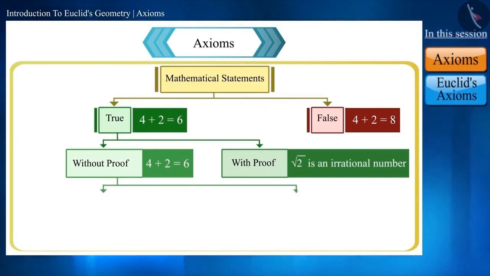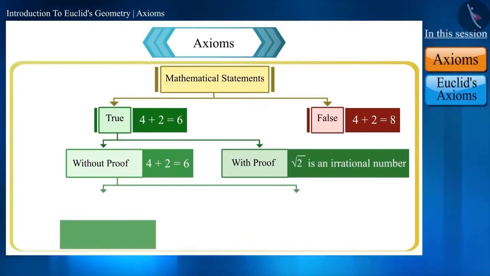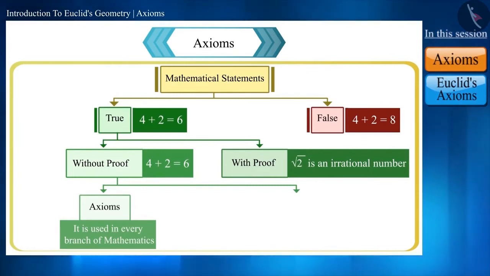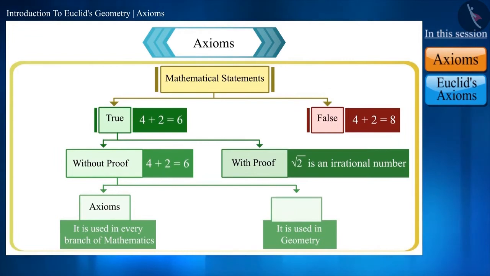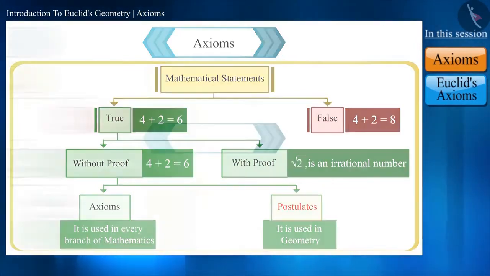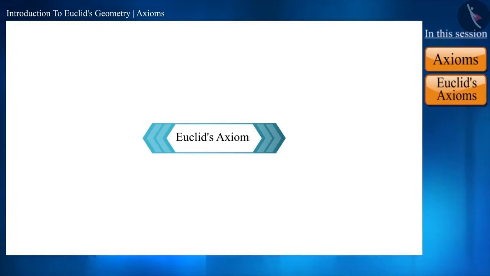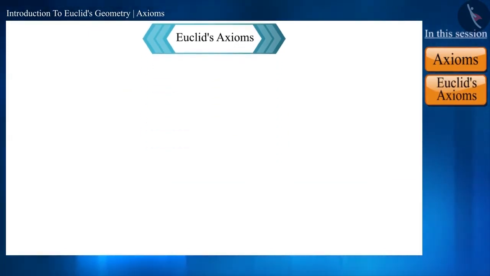And it also has two classes. First, which is used everywhere or generally in every branch of mathematics. It is called axioms. And the second, which is particularly related to geometry, that is called postulates. We will discuss the postulates in detail in an upcoming video. Here, we will look at some of the axioms given by Euclid. Let's start with a statement.